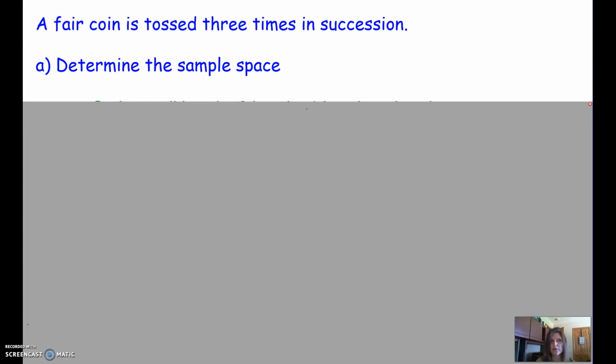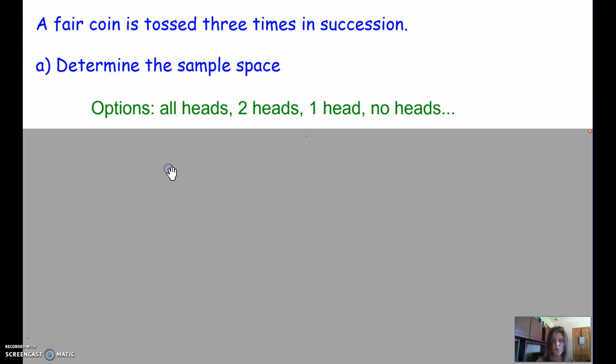So let's think about this. You're flipping a coin. It has a head and a tail. So what are the possibilities? Well, I could have all heads. I could have 2 of the flips be heads, 1 of the flip be a head, or no heads. In other words, all tails. That helps me organize my sample space so I don't miss anything.